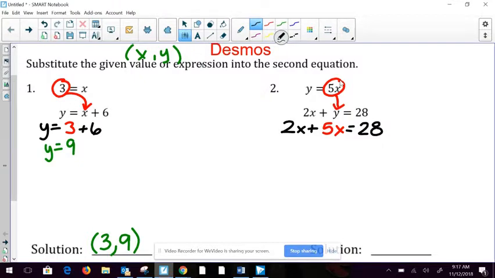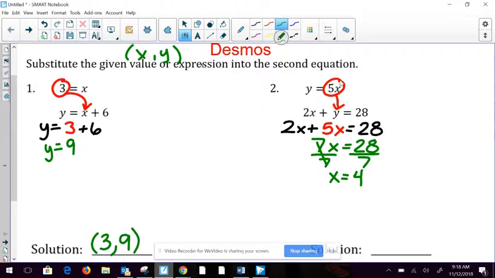From there, I go through and do all of my equation solving steps. What is 2x's plus 5x's? Good, 7x. That is equal to 28. Final step to get x by itself. Good job. We are going to divide both sides by 7. I end up with x is equal to 4.